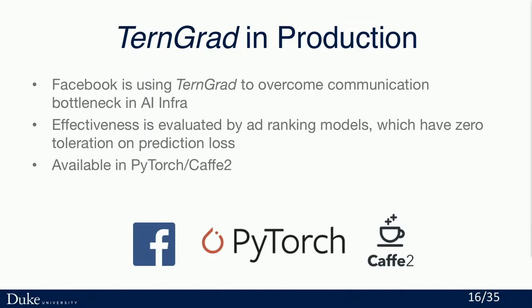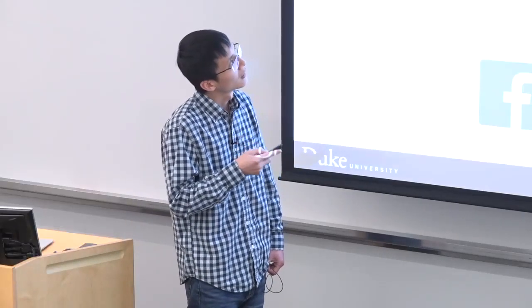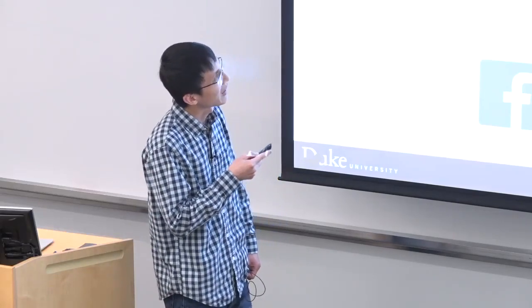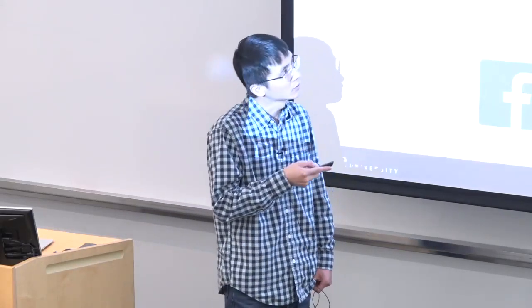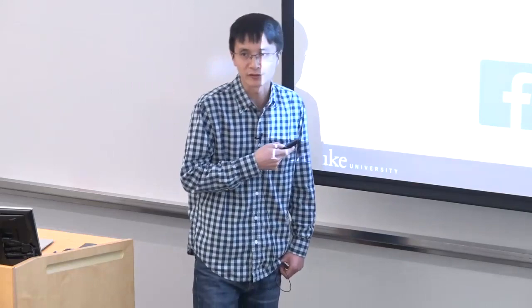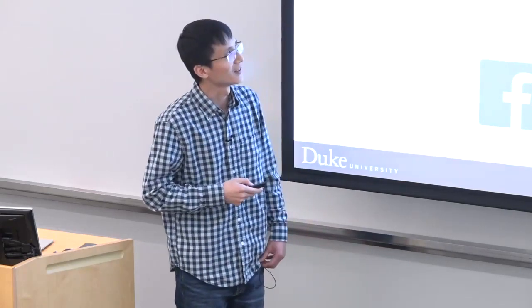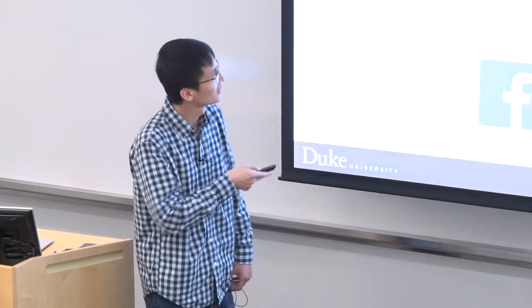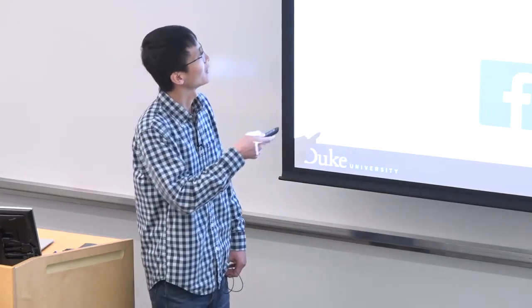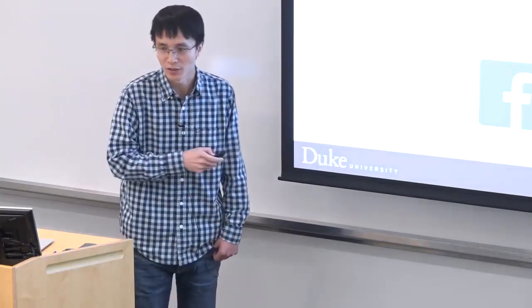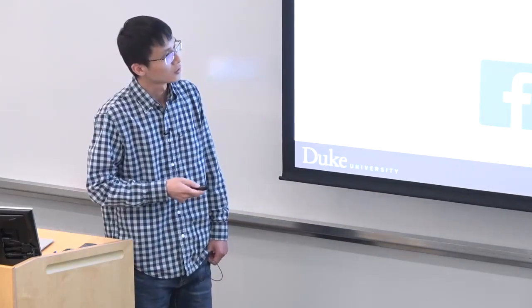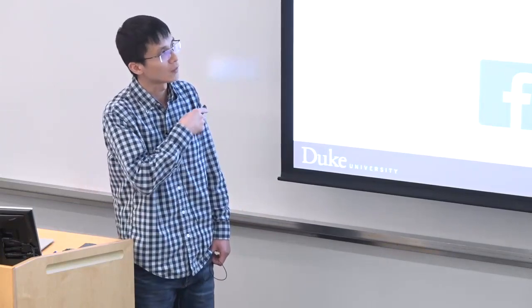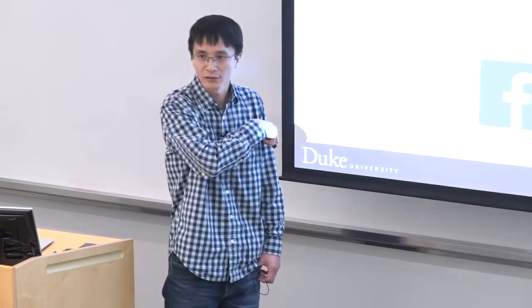TernGrad is in production. It's adopted by Facebook AI Infra and used to reduce the communication bottleneck in the AI Infra. It's evaluated by the ads ranking model, which has zero tolerance for accuracy loss. They cannot tolerate any accuracy loss, otherwise that means a lot of money. And it's also available in PyTorch. So this finishes my first part, making the training faster.